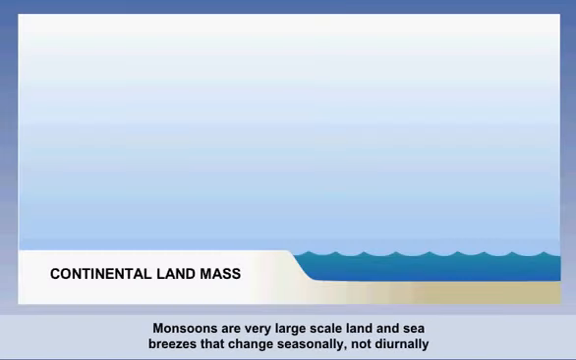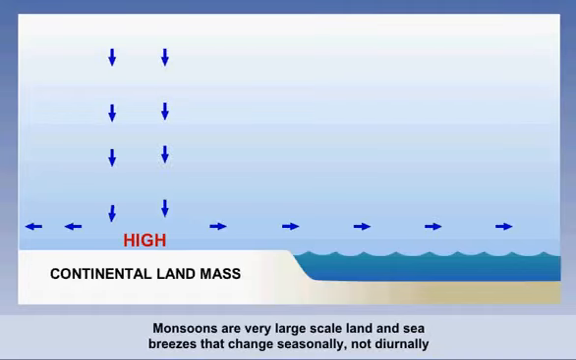The land and sea breezes are relatively small scale and change diurnally. However, this effect of the land and sea temperature variation can be seen over continental coastlines between winter and summer. These winds are collectively known as monsoons. Shown here is a landmass in winter.